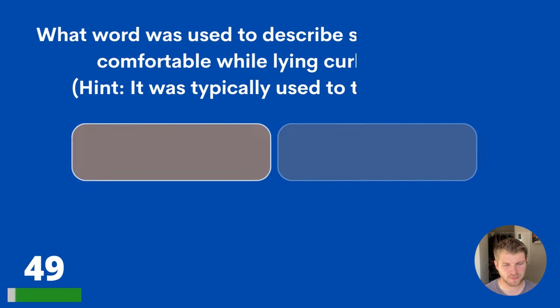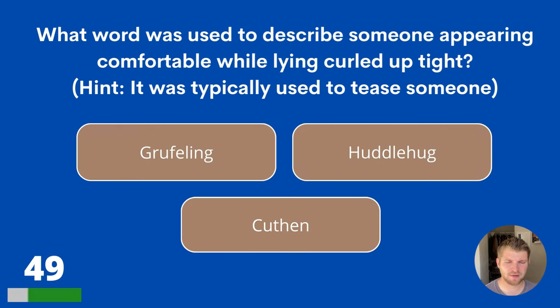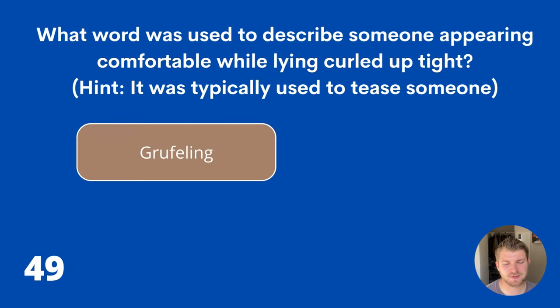Question 49. What word was used to describe someone appearing comfortable while lying curled up tight? Hint, it was typically used to tease someone. Is it gruffling, huddle hug, or cutten, or cuffen? And the answer is gruffling.